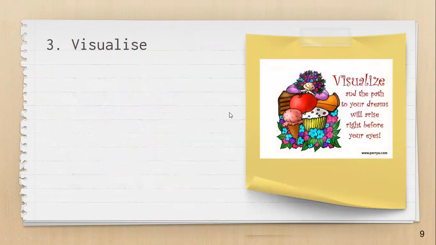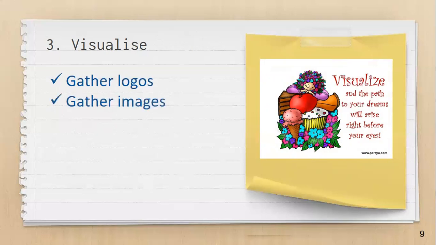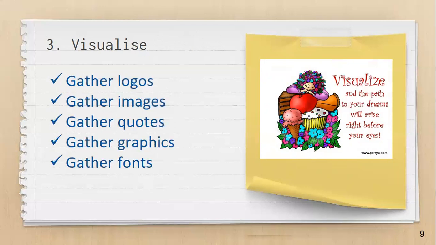Let's go into step 3. This is visualize. This is where you start gathering. So it's like a vision board of your cover design. Okay. So this is not final cover. This is not actually putting together your cover at this stage. This is just collecting cues. So gather logos, whether it's yours or somebody else's. Gather images, gather quotes, gather graphics, and gather fonts. Anything that relates to your book.